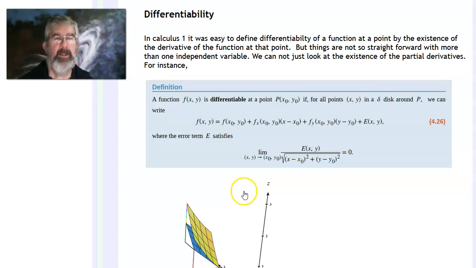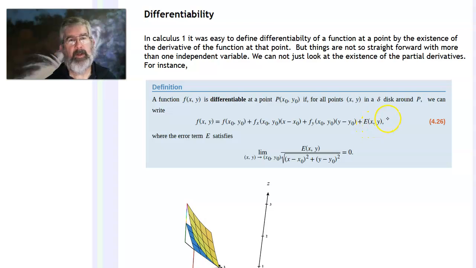Now, I've seen other definitions in other books where it didn't use this thing. Instead of the error function in this limit, I've seen it written as something like e1 times dx plus e2 times dy, and e1 and e2 have to be going to 0 as dx and dy are going to 0.